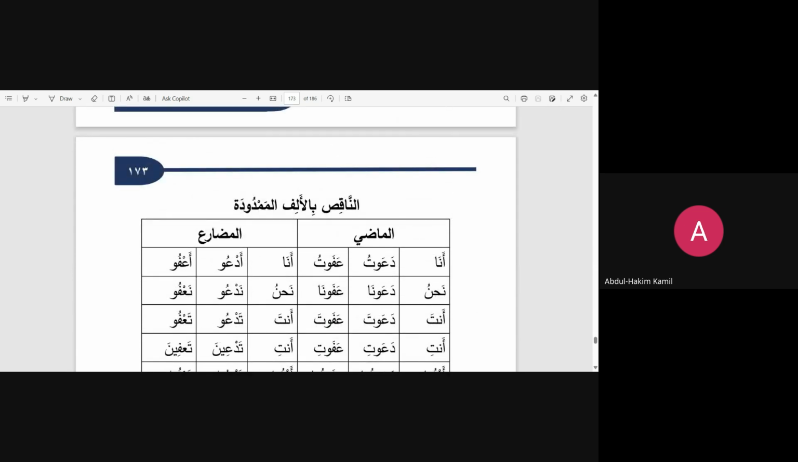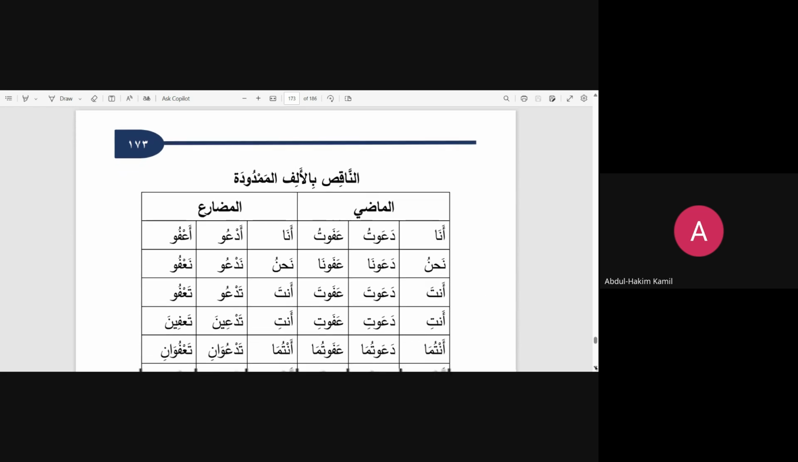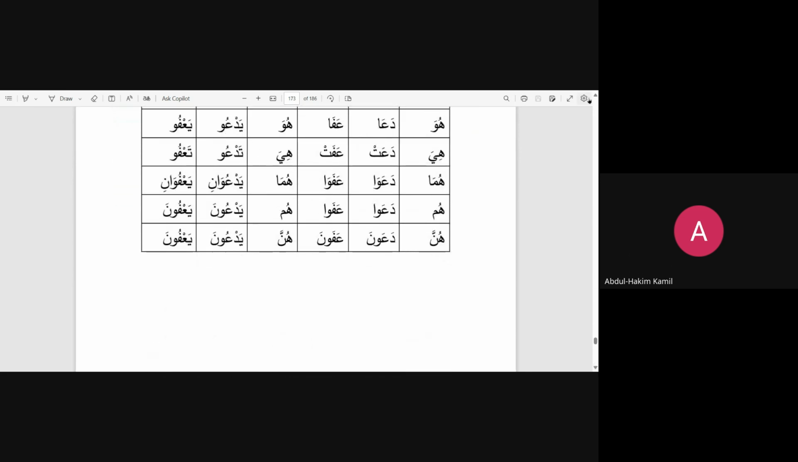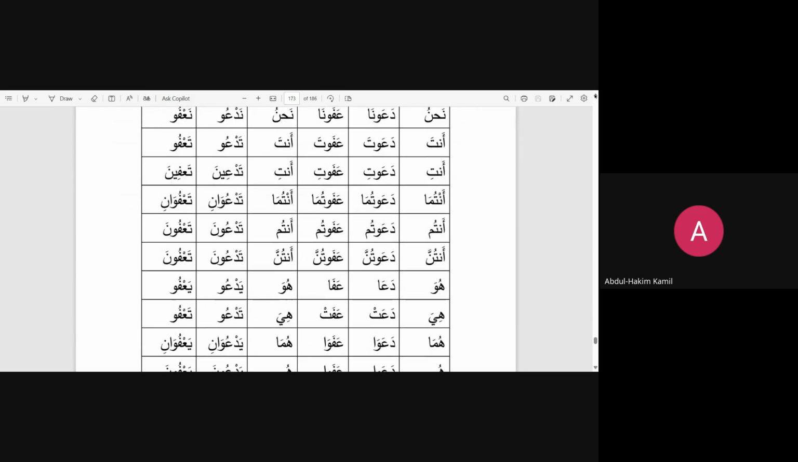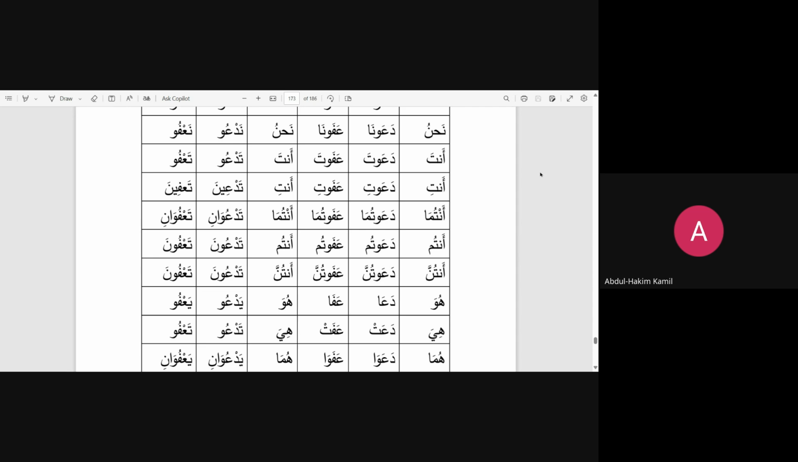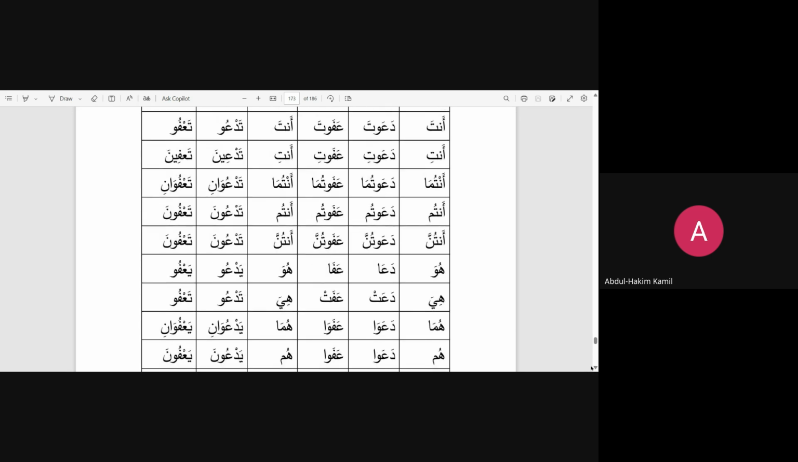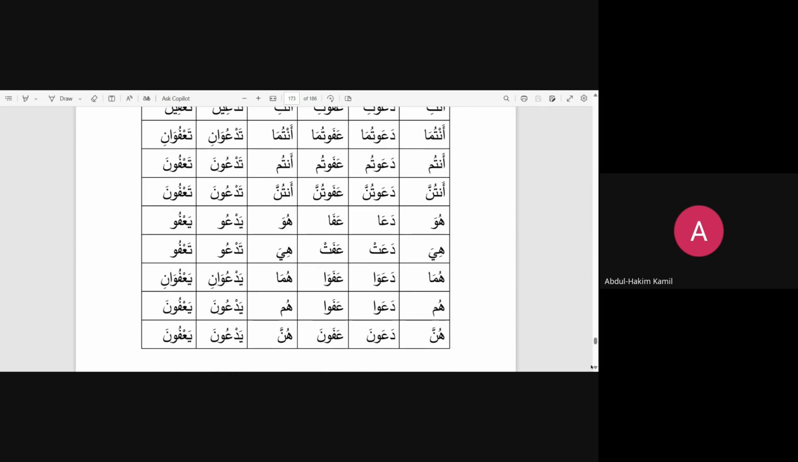Aleph Mamduda. Aleph Mamduda. I'm going to read the pronoun, you'll read it. Ana? We're on page 173. Ana? Nahnu? Anta, anti, antuma, antum, antunna, huwa, hiya, huma. You have to add that waw there. And we already had the waw before. Hum, the factor stays there. Wahunna.